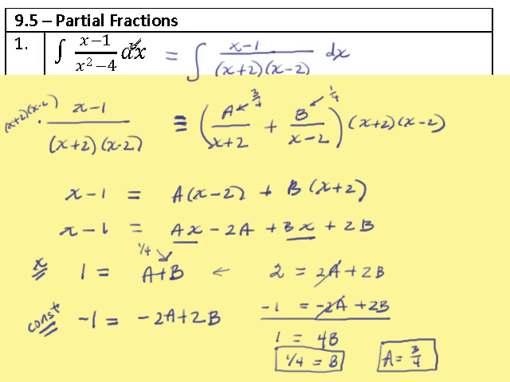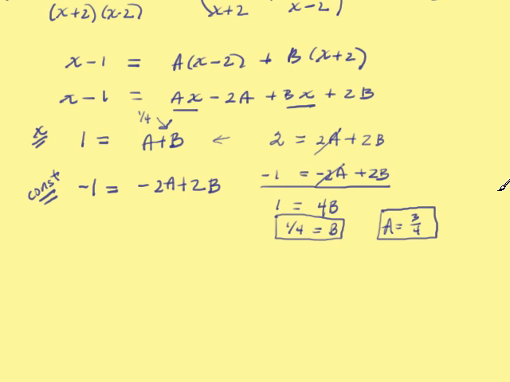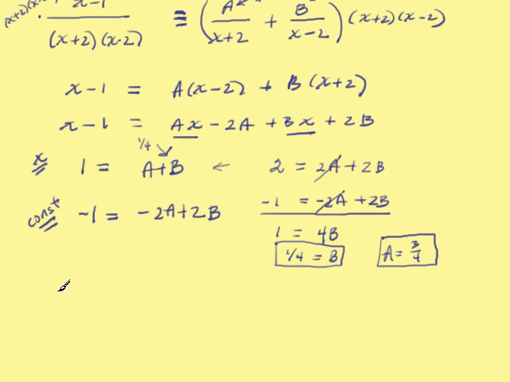And we'll rewrite our integral. Rewrite this as 3/4 over x plus 2 plus 1/4 over x minus 2. Okay, so the integral of x minus 1 over x squared minus 4 is equal to the integral of 3/4 over x plus 2 plus 1/4 over x minus 2 dx.